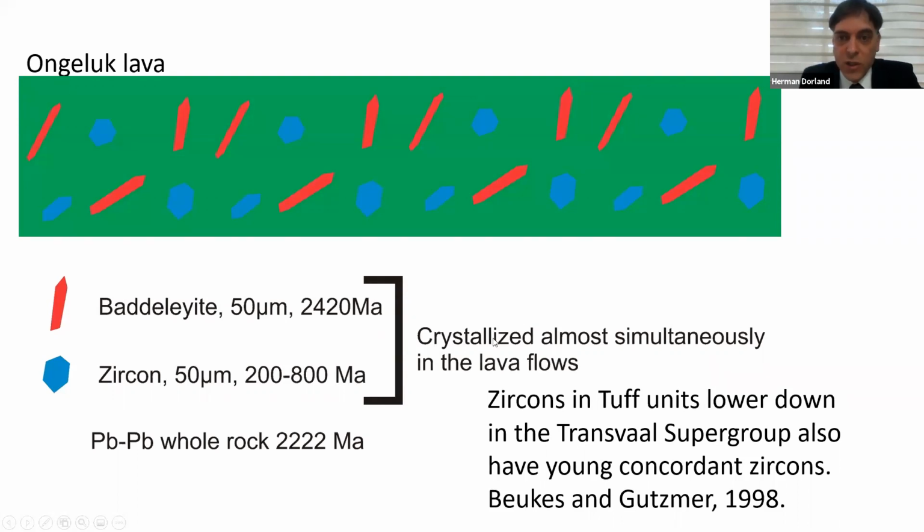So it's a discrepancy. And also in Gutzmer and Beukes 1998, there are many more of these examples of younger concordant zircons in tuffs lower down in the Transvaal supergroup.